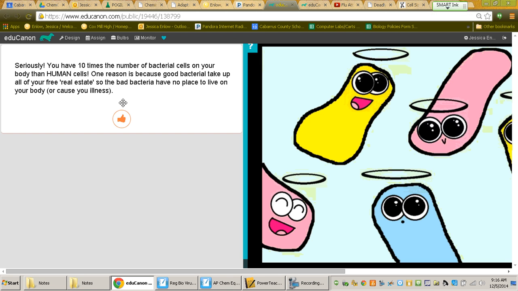Okay. So seriously, you have 10 times the number of bacterial cells on your body than human cells. One reason is because the good bacteria take up all your free real estate, which is like your skin, pretty much, or any surface on your body. So the good bacteria inhabit the real estate of your body, so the bad bacteria have no place to live on your body. And you want that to happen because that way the good bacteria are staying around and bad bacteria don't have a place to live, so they can't come and affect you.